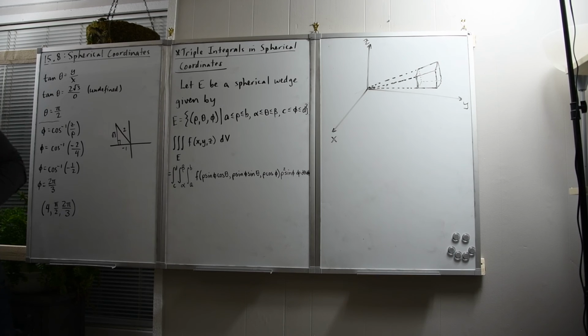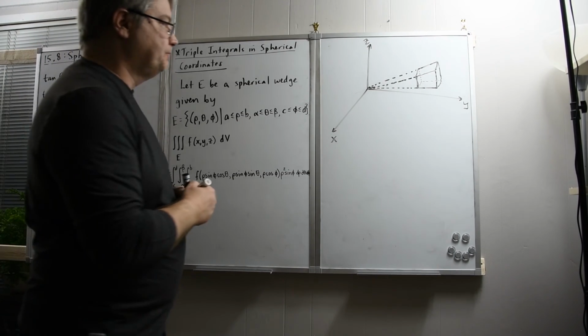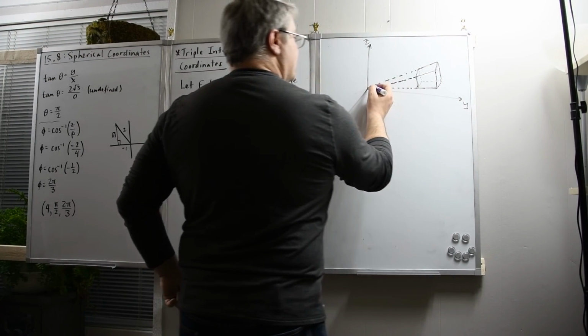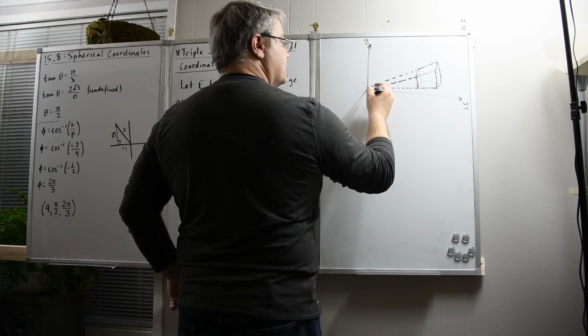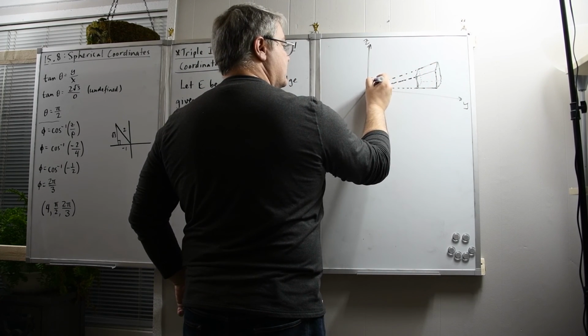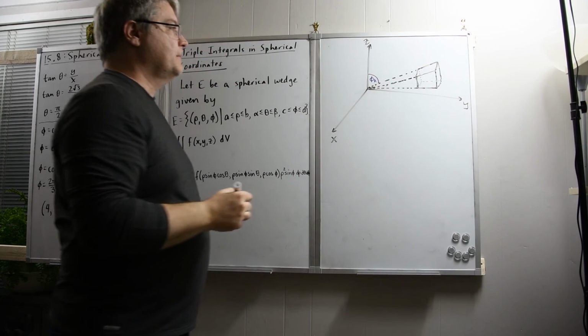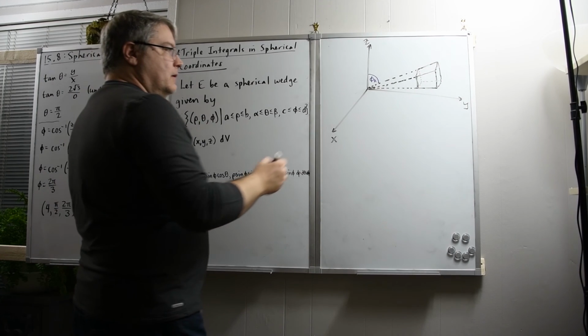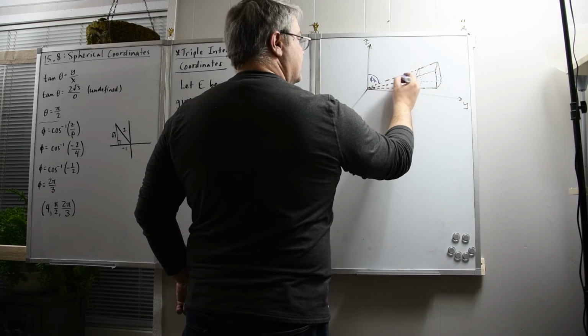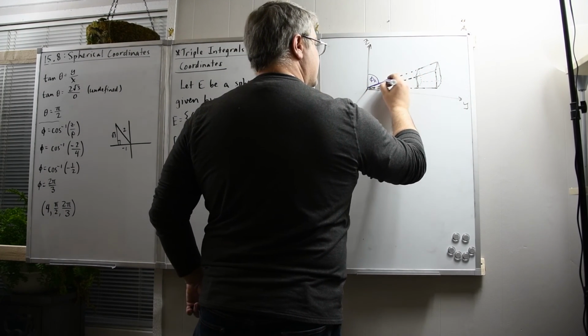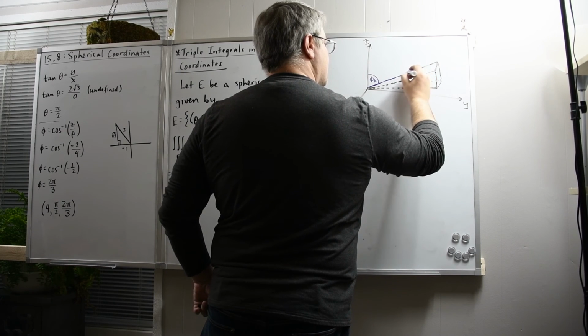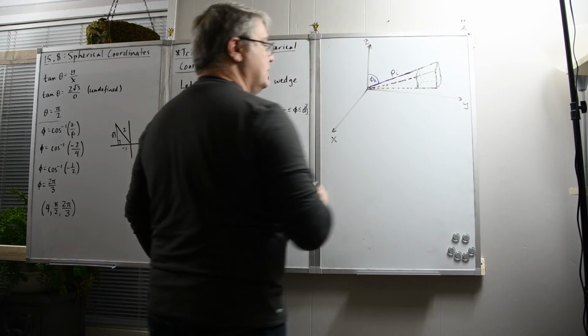Now, there's going to be a certain angle that this line segment is going to make with a positive z-axis, and we're going to call that angle phi sub k. Also, we're going to be taking a look at the length of this line segment, and let's call that rho sub I.